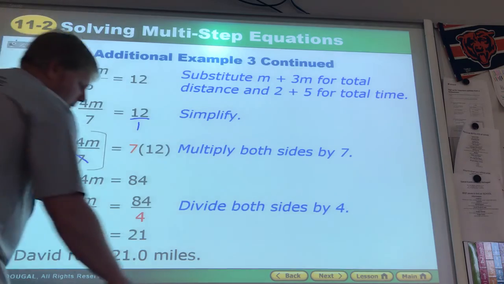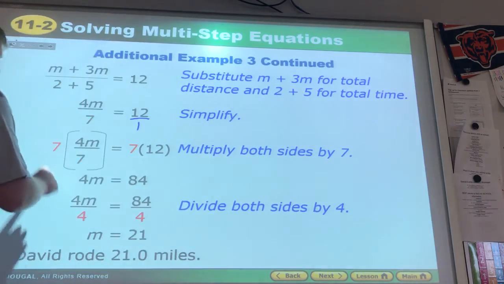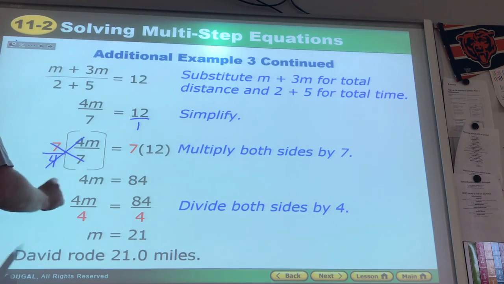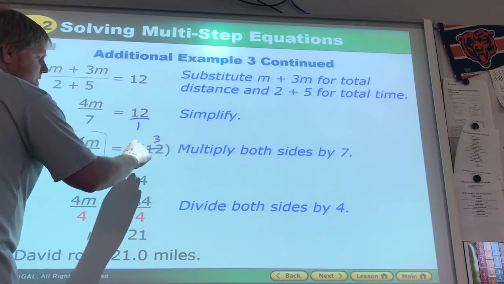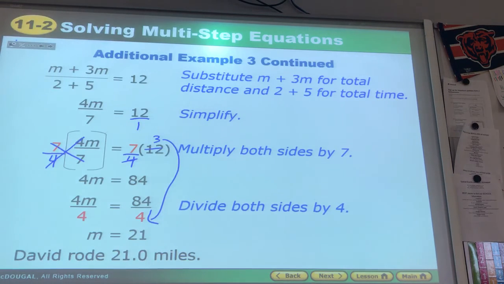The other thing some of you may notice, if I take this by 7 over 4, we're left with just m. And this would be 7 over 4. 7 times 3 is your 21. So you can do it in one step, but that's just if you're real sure of it.